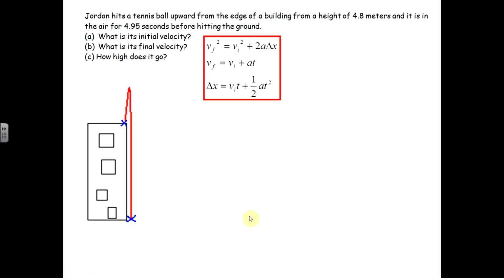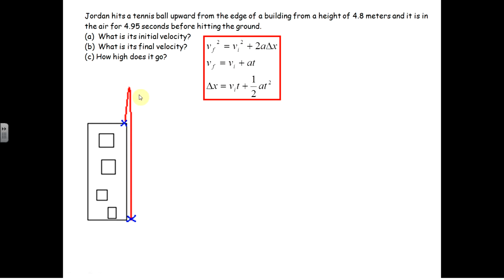The picture here where I'm showing all these wonderful windows, I don't know, it's a building for midgets or something. Anyway, it's 4.8 meters, and this ball's going to be in the air for 4.95 seconds, which is a very long time for a ball to be hit in the air. If you think about our tennis ball activity, that's a long time to have the ball in the air. In any case, I'm asking, what is the initial velocity just as it leaves? I'm asking what is its final velocity right before it hits the ground, and then I'm asking how high it goes.